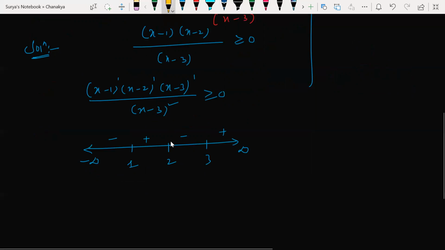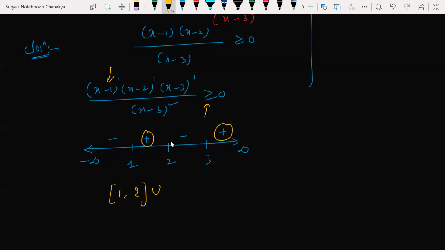So what is my next step now? I need greater than or equal to 0, which is nothing but the plus regions. Can we include 1 or not? Absolutely, I can include 1 here. Since I have greater than or equal to, the answer is closed bracket 1 to 2 closed, union, open bracket 3 to infinity. Why? Because you cannot include 3 here. You can include 1 and 2, so for 1 and 2, I kept closed brackets.